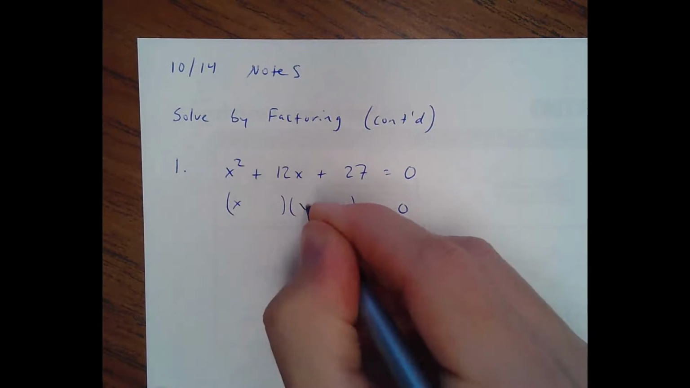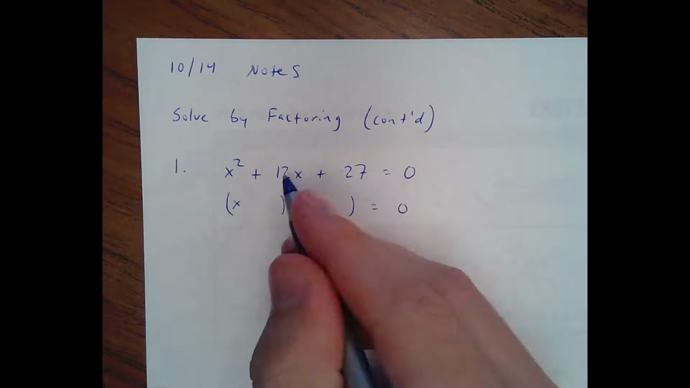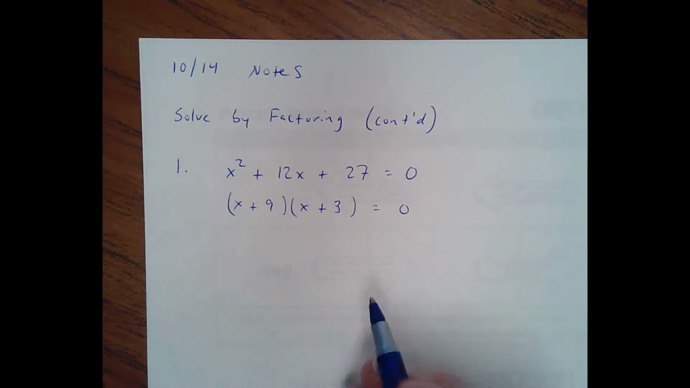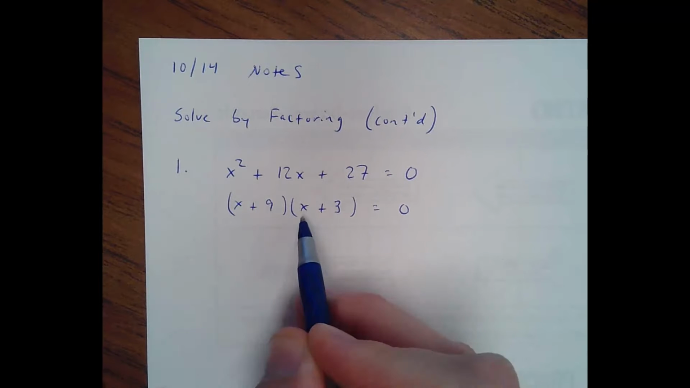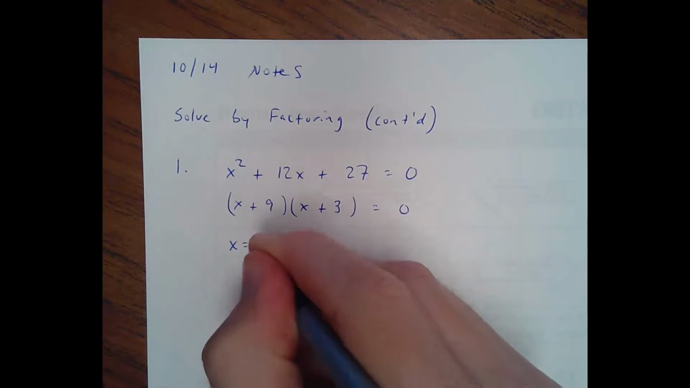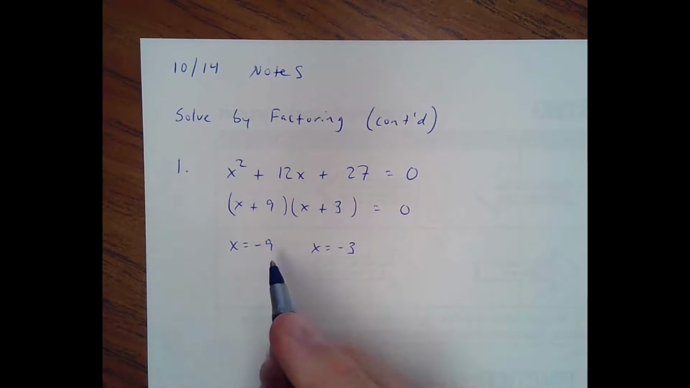So x times x to make x squared. So it's what multiplies to the back and adds to the middle. So what multiplies to 27 and adds to 12 would be 9 and 3. And then since we know this times this equals 0, either this has to be 0 or this has to be 0, because then 0 times anything will be 0. So negative 9 would be your first solution. That makes this 0. Negative 3 would be your second solution.